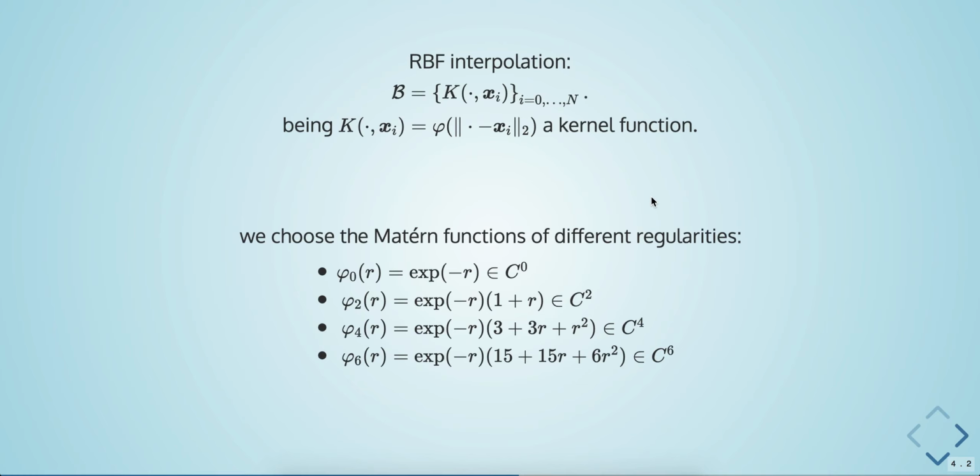We use RBF interpolation as well. Now we have a basis of kernels where the k's are radial basis functions, which are functions defined over the two norm of x minus xi, given x with a, the interpolation points, and we choose the Matern functions of different regularities. Now this is the C0, the C2, the C4, and the C6 continuous functions, respectively.